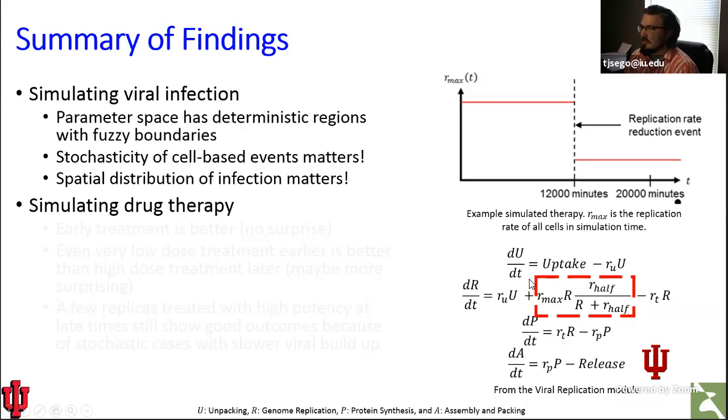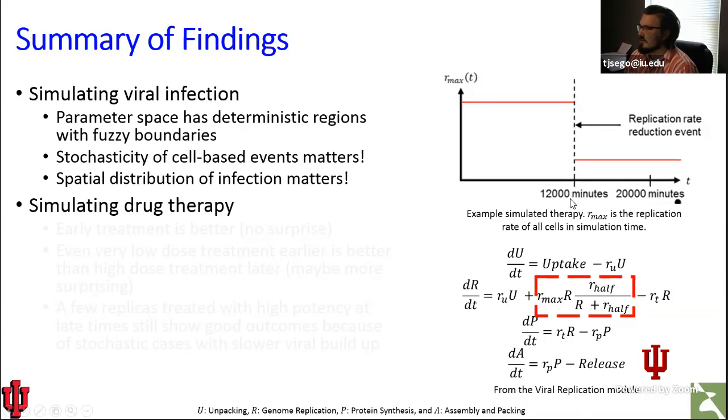Now, what we simulated was something like a drug therapy that would interfere with genomic replication during viral infection. And there's a schematic of this shown to the top right. So this is measuring this coefficient Rmax over simulation time. And the way that we simulated drug therapy by intervention, interfering with viral replication, was to say that at some point in simulation time, this coefficient Rmax is suddenly reduced from the baseline.